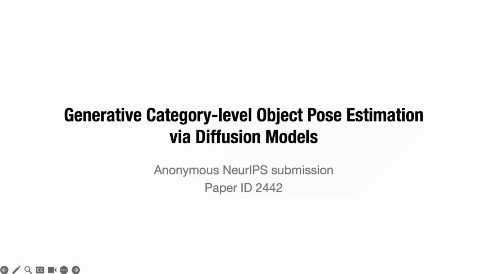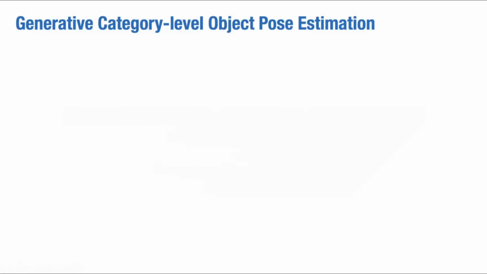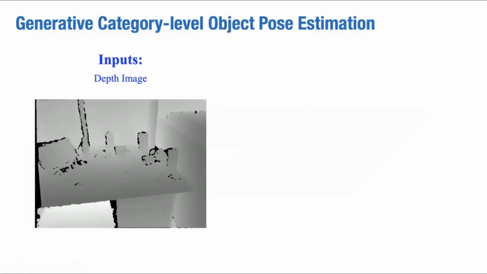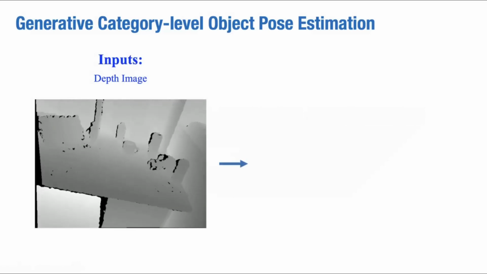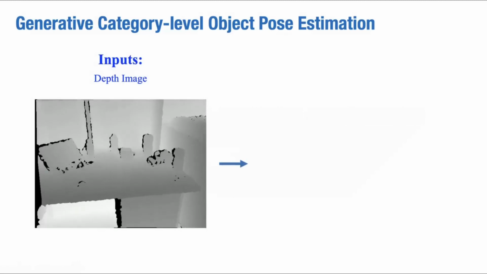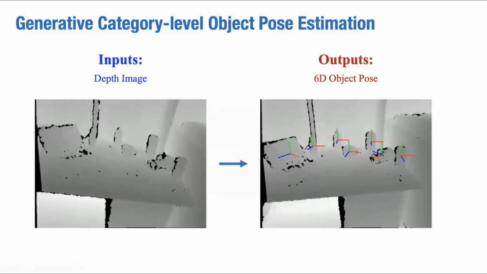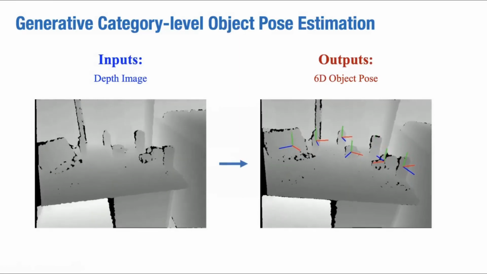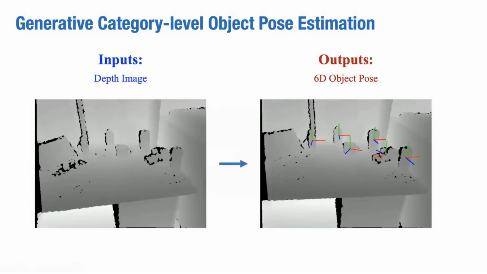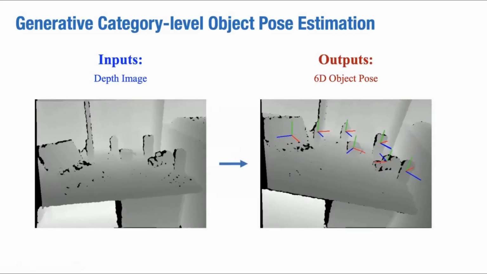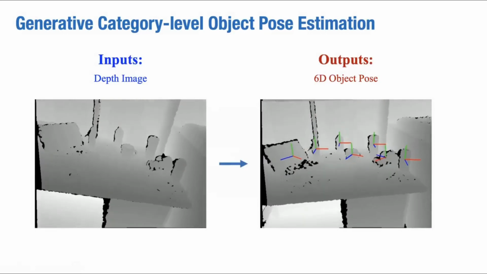We introduce generative category-level object pose estimation via diffusion models. In this work, we aim at 6D category-level object pose estimation. The 6D pose involves 3D rotation and 3D translation. Given a single noisy depth image, our goal is to estimate the 6 degrees of freedom poses of objects within the same category without CAD models.